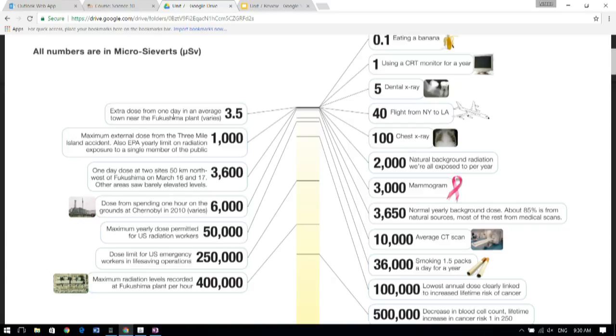The most exposure you'll probably get would be from things like X-rays, or if you fly in a plane. The higher you get, the less atmosphere there is to protect you. So a flight from New York to LA gives you a dose of about 40. It gives you an idea of, comparatively speaking, what's going on in terms of radiation.